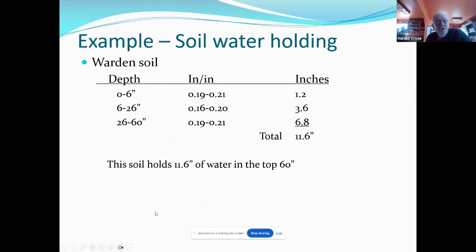So on a Warden soil, 0 to 6 inches holds 0.19 to 0.21 inch per inch. When you do the calculation, 6 times whatever number you choose comes out to 1.2 inches that can be held in that top 6 inches. From 6 to 26 inches, you could hold 3.6, and down to 60 inches, 6.8, for a total water holding capacity of that soil of 11.6 inches. That's a very simple calculation to do. So this soil would hold up to that in the top 60.